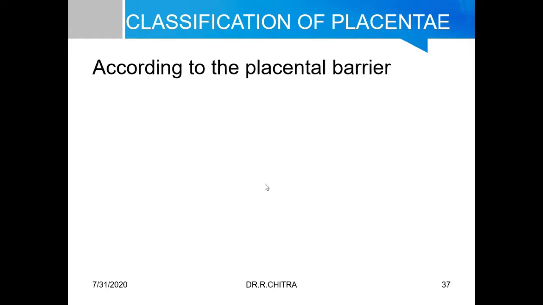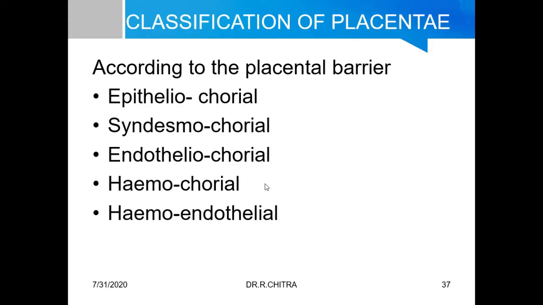According to the type of the placental barrier, the placenta may be classified as follows: epitheliochorial, syndesmochorial, endotheliochorial, hemochorial, and hemoendothelial. Epitheliochorial is present in the pigs, syndesmochorial in the bovine, endotheliochorial in the dogs, hemochorial in the humans, hemoendothelial in the rabbits.